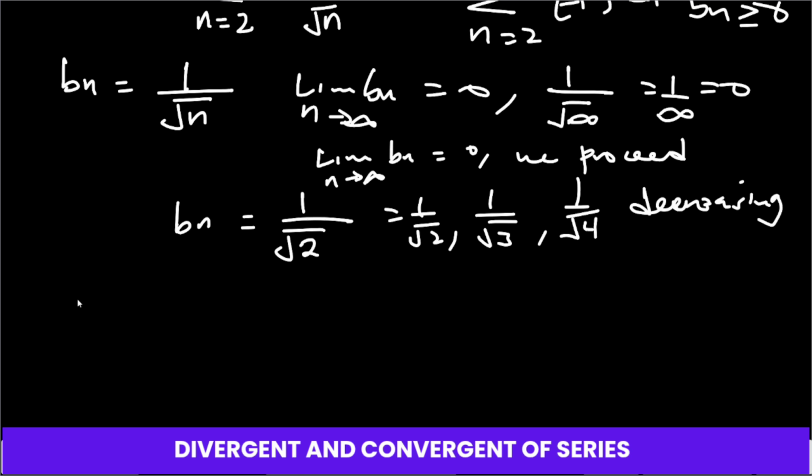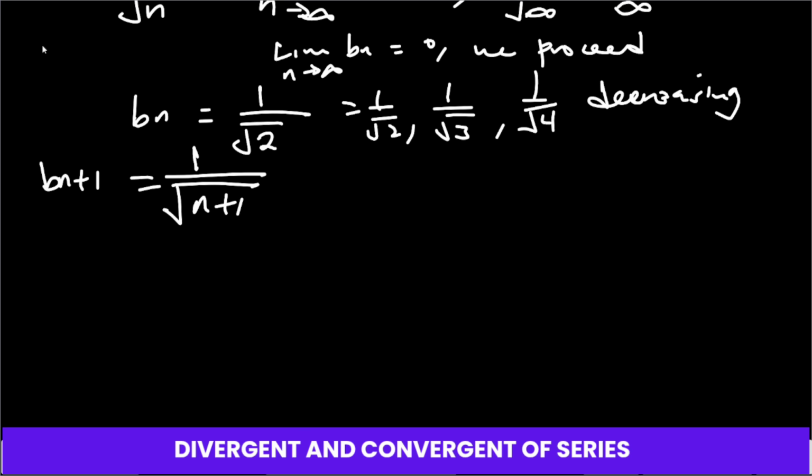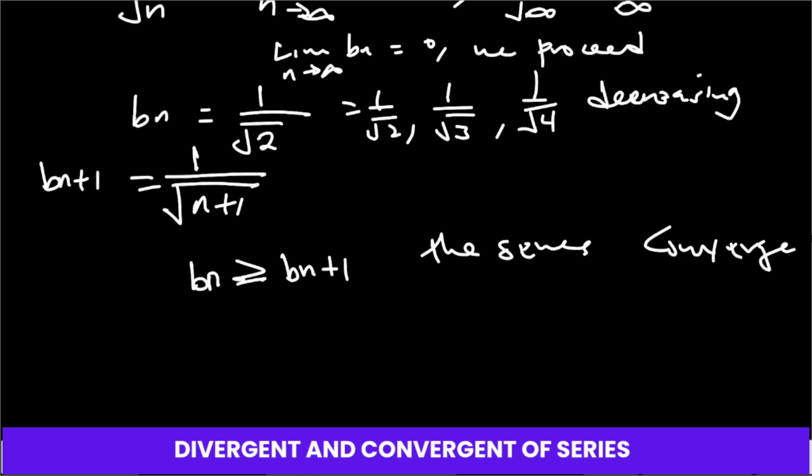If that is the case, then the next thing we are going to do is to find bn plus 1. Now bn plus 1 is the same as, wherever you see n in bn, you just put in n plus 1, and that's the same as 1 over root of n plus 1. So we've gotten that. Now let's put this in mind. The next thing is to say that if and only if the value of bn is greater than or equal to bn plus 1, then the series converges.